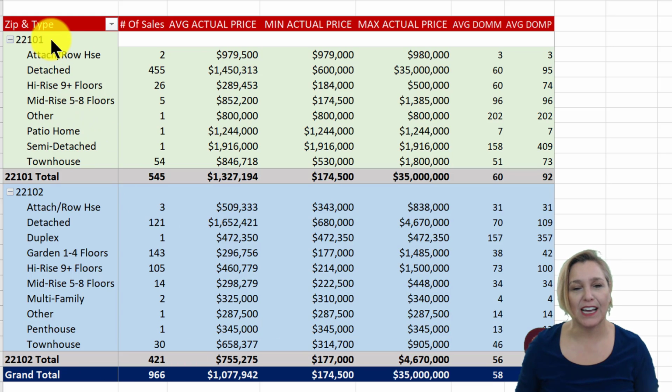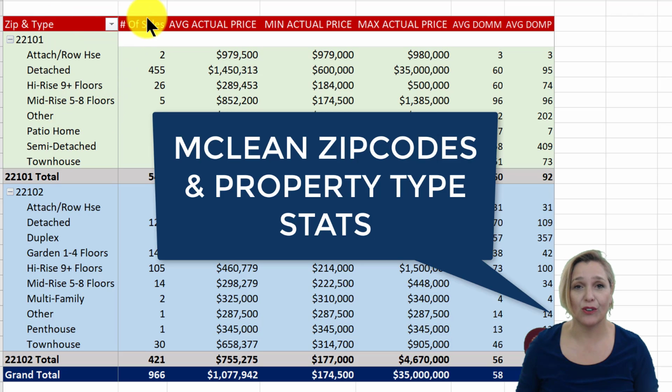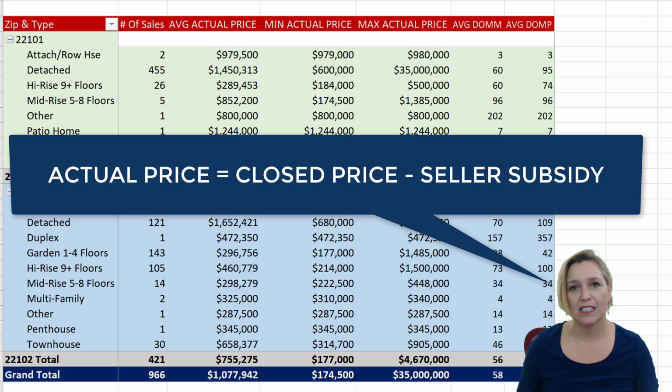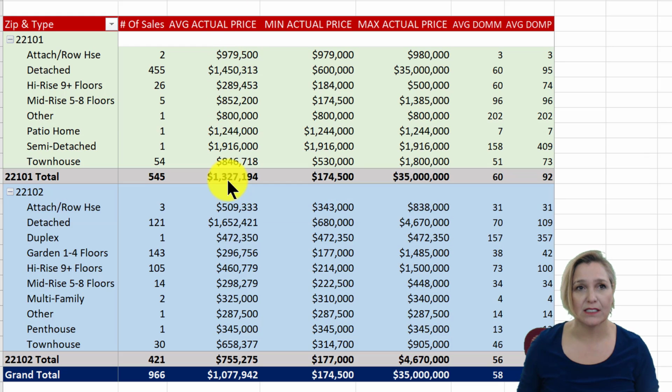So the first one we have is basically the zip code and property type, what has sold, number of transactions right here, average actual price. Now we have used the actual price, which is different than the close price. We wanted to show accurate market stats. So the actual price is actually the close price minus any subsidy the seller had to pay. So this is the average actual price column.